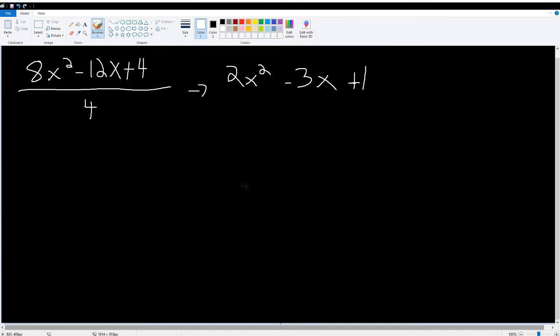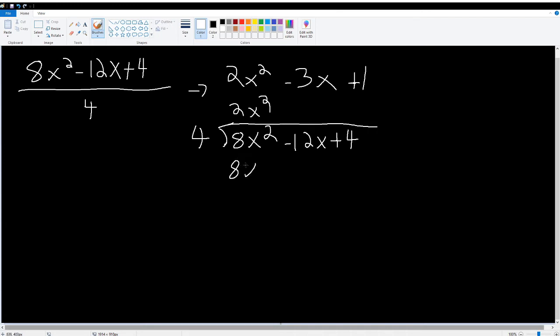Now, just to work on our polynomial long division, we would do what we did before. Write out the dividend inside, 8x squared minus 12x plus 4, all being divided by 4. Just like in regular long division, you ask yourself, how many times does 4 go into 8x squared? Simple, it's just 2x squared.